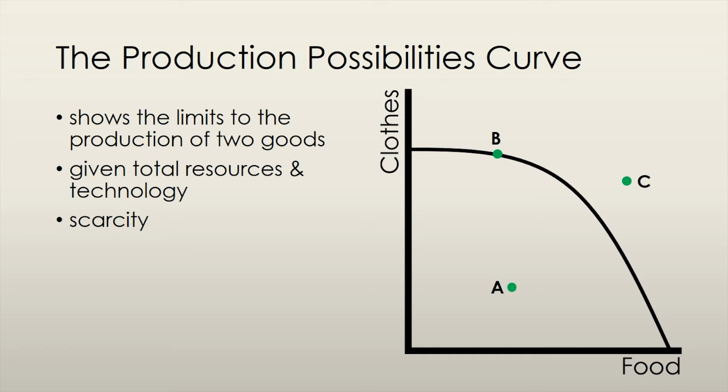The production possibilities curve represents scarcity because points outside the curve are not attainable. There is a limit to the amount of resources that we have, so we need to choose how to use them. This is the basic idea of scarcity.